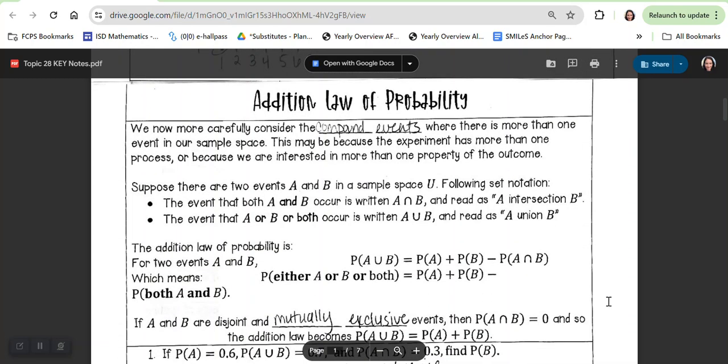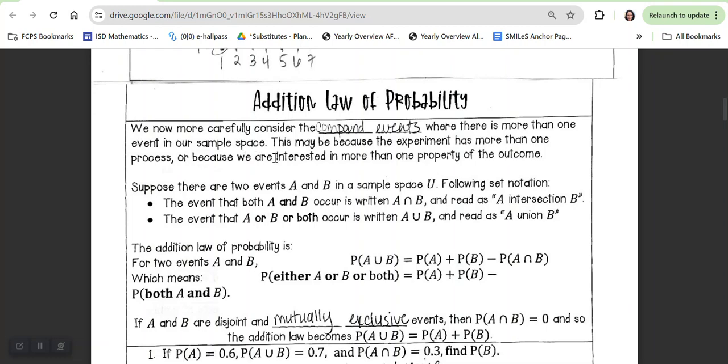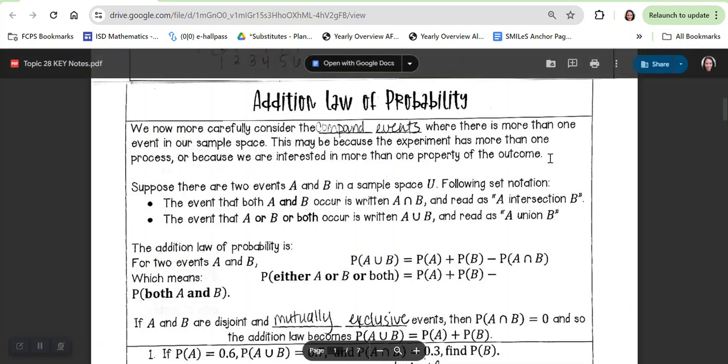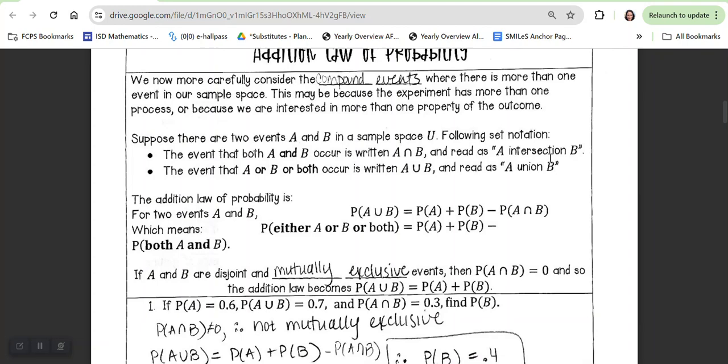All right. The addition law of probability. So we're going to consider compound events where there's more than one event in our sample space. And there are two reasons why this could be. Either because the experiment has more than one process, or because we're interested in more than one property of the outcome. And we'll see examples of both of those.